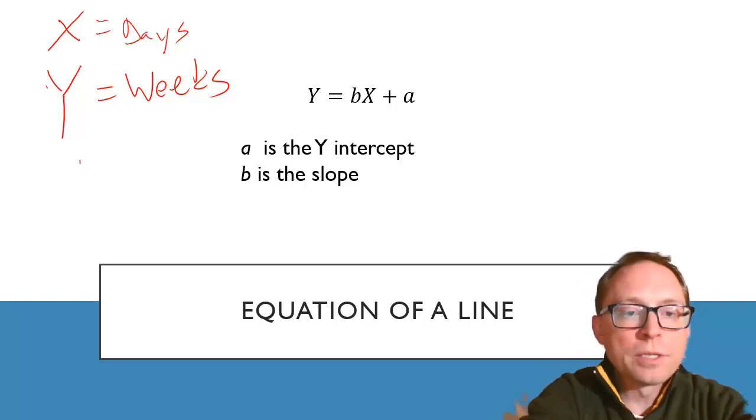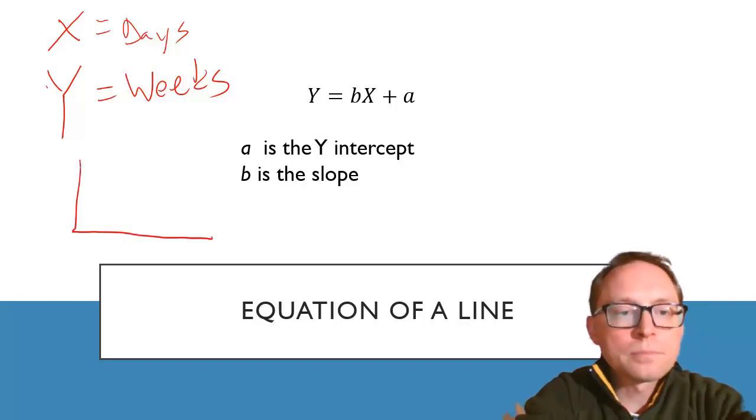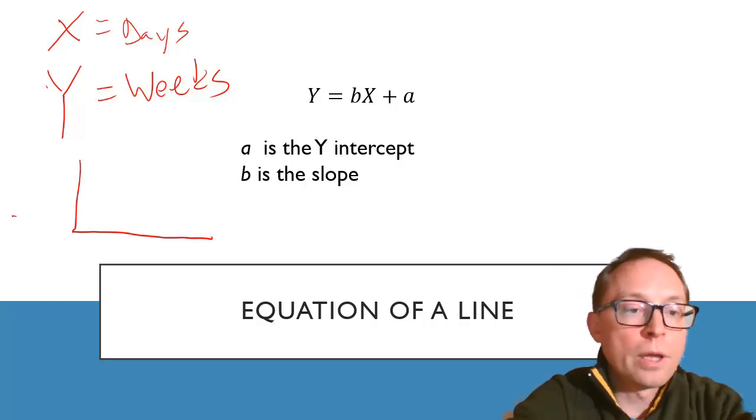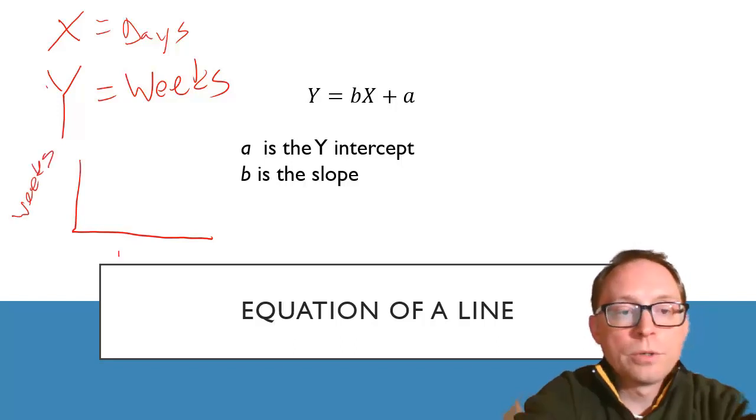So you've got this y-axis and you've got this x-axis going on. And we're going to create a scatter plot. That's exactly what we're going to do. We're going to get weeks. And then we're going to do days.